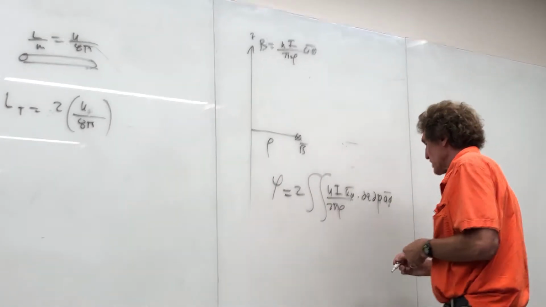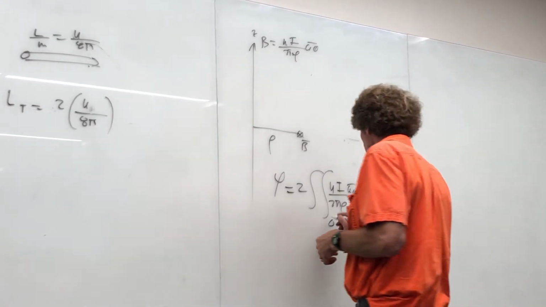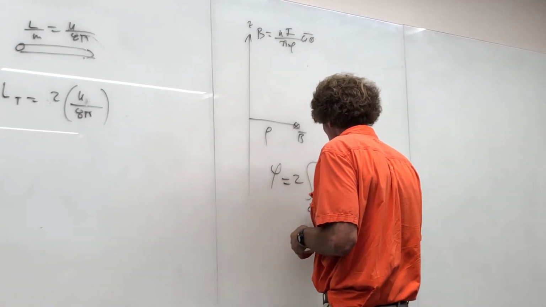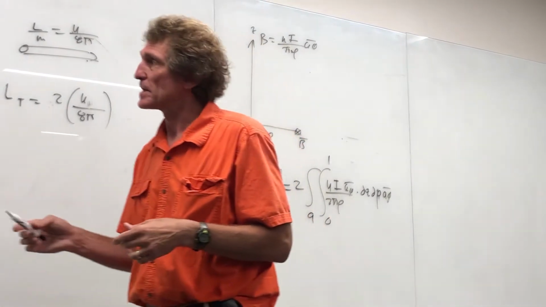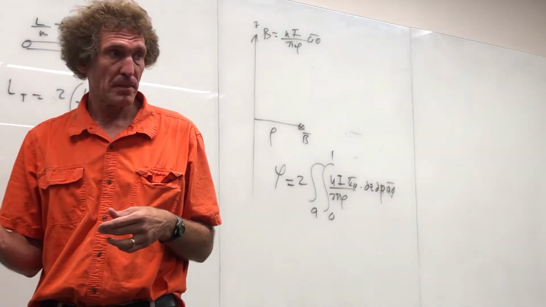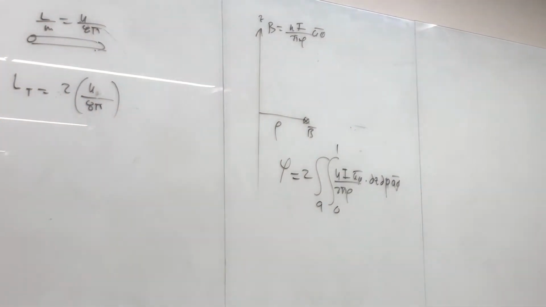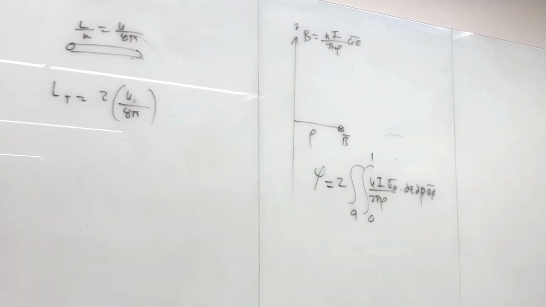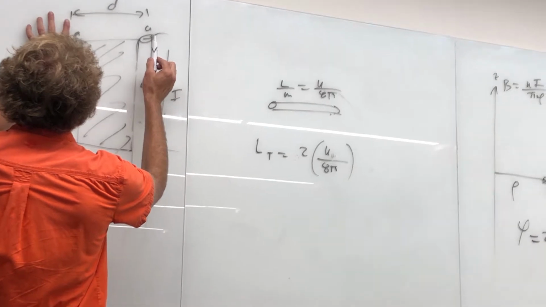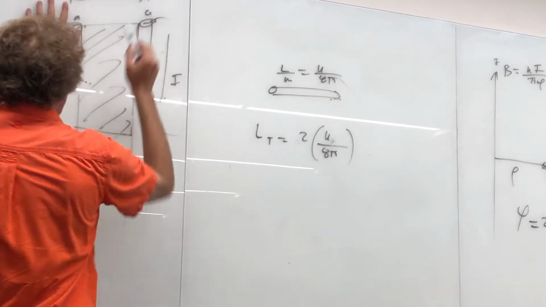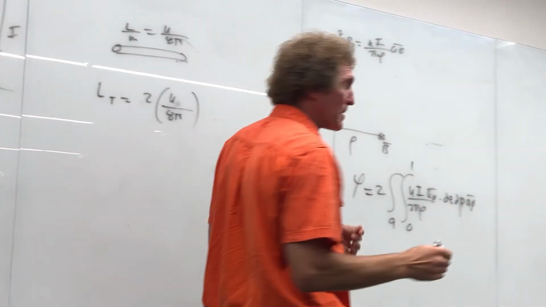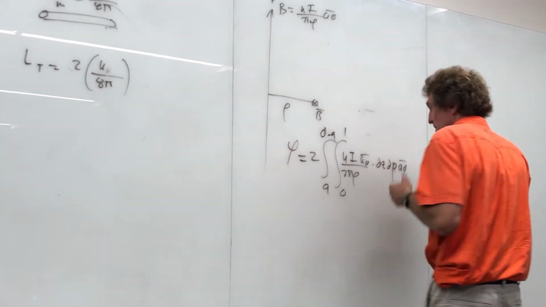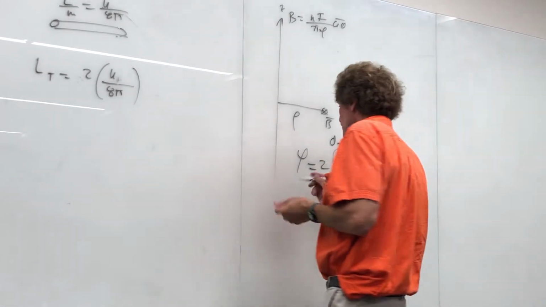And then I have to put limits on. Z, it's per meter, so I go from 0 to 1. And rho goes from A. Now, I'm assuming that's a radius, not a diameter, right? It's going to go from A all the way out. And if you look at this, since the centers are separated by that much, I have to take D minus A as my limit, don't I?